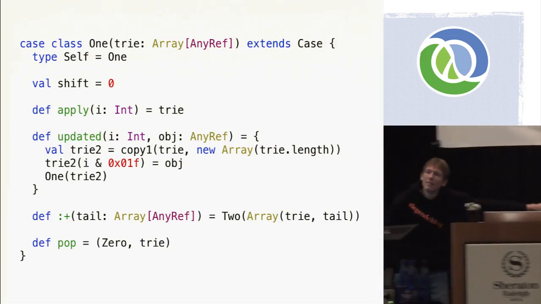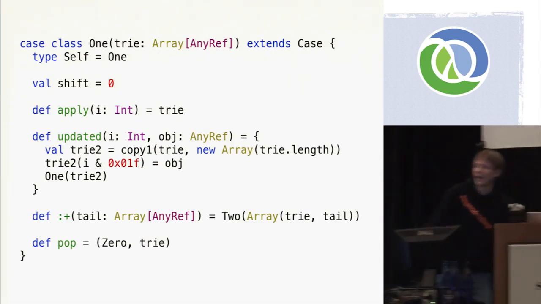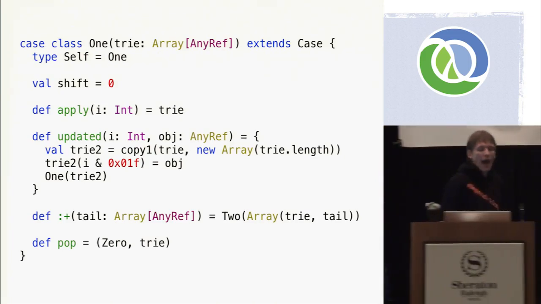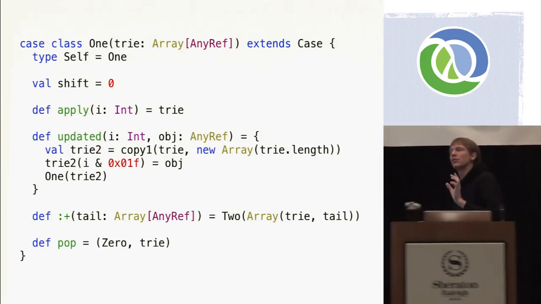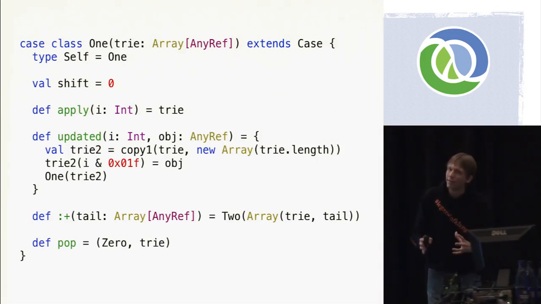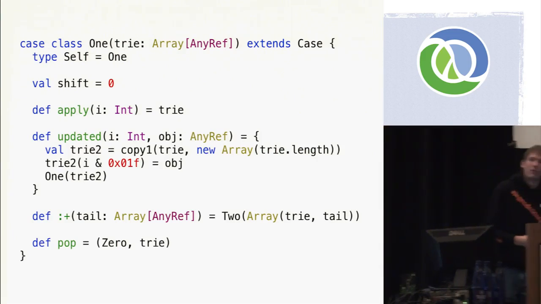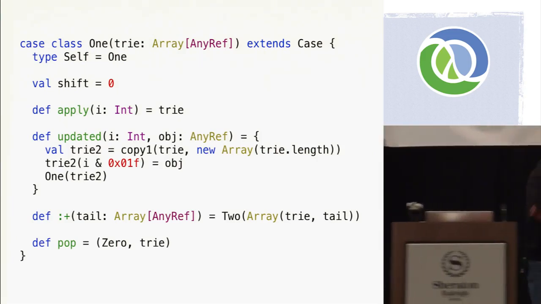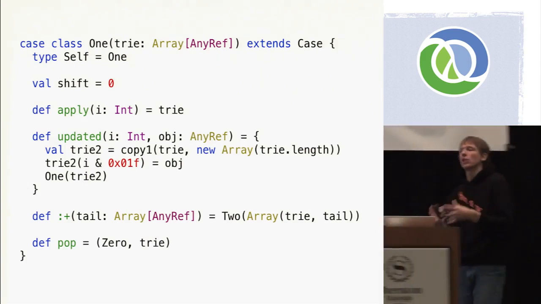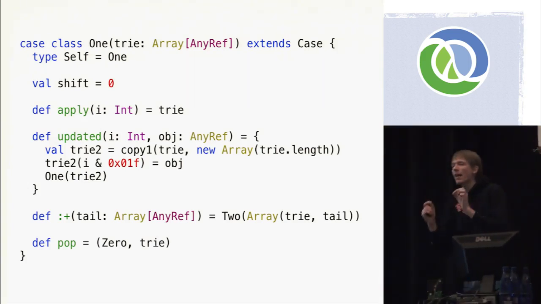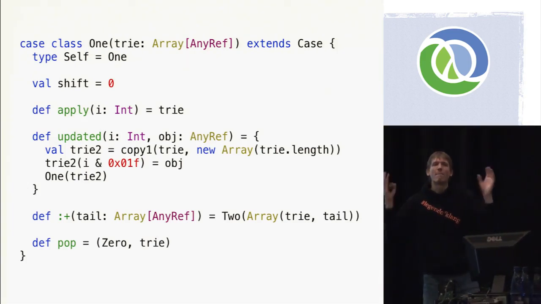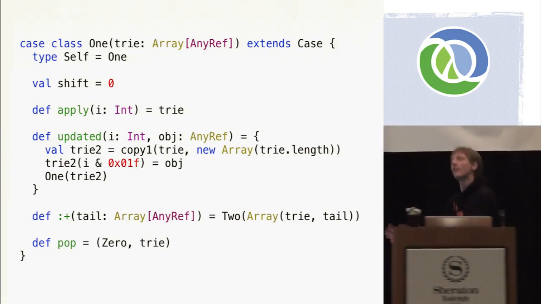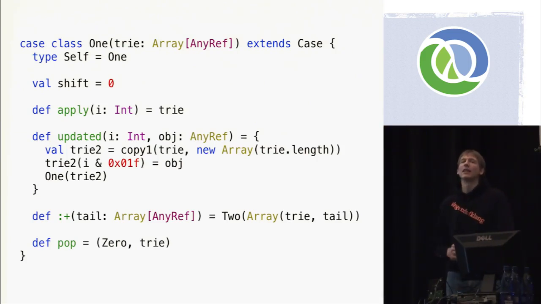We can look at the updated method, where we're taking an index and a new value and we're trying to update that value in the trie. And this is where things kind of get a little bit interesting. So we take the array and we make a copy of it. Remember, copy on write. And then in the new array, we're going to update that particular index. And we find the index into the array by masking off the 5 least significant bits in the index we were given, and then using that to index into the array.